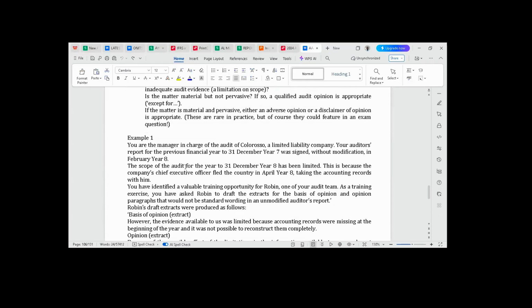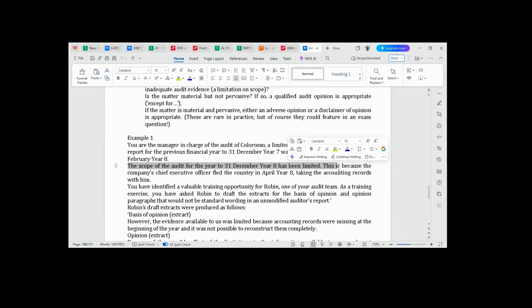Let's look at this question. You are the audit manager, the manager in charge of the audit of Coloroso, a limited liability company. The auditor's report for the previous year end, 31st December year 7, was signed without any modification. That is, you have an unmodified audit report. In February of the following year, the scope of the audit for the year ended 31st December year 8 has been limited. This is because the company's chief executive officer fled the country in February year 8, taking the accounting records with him.